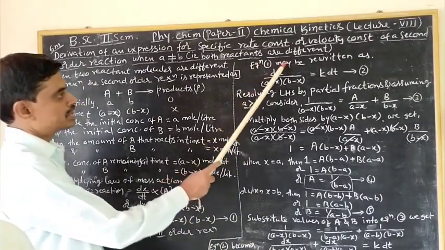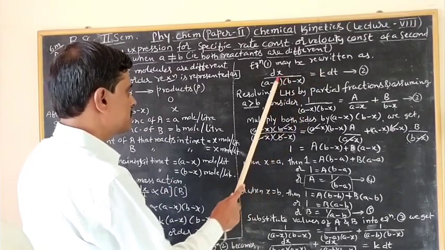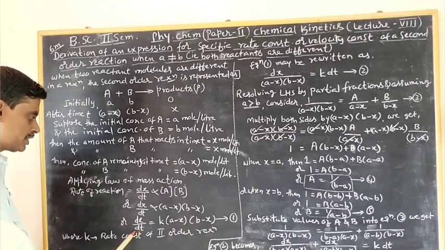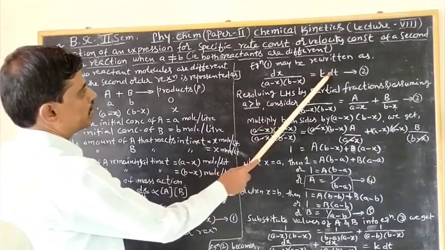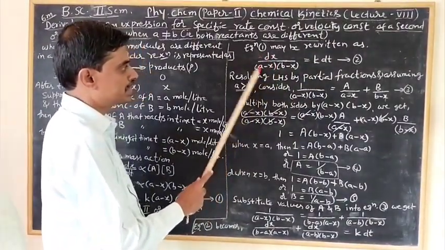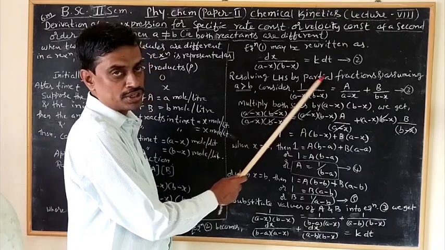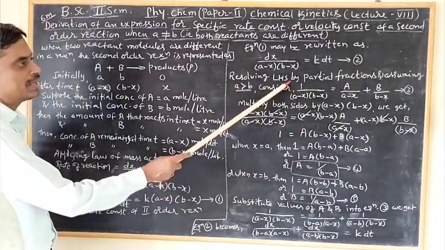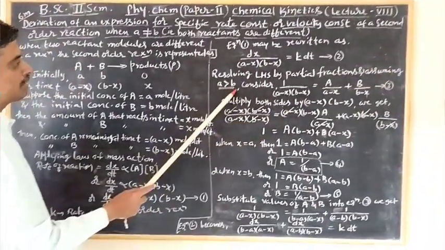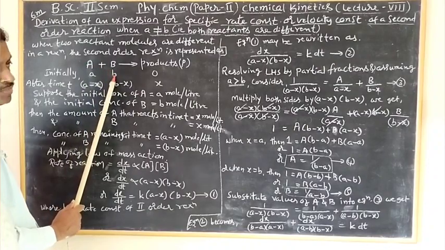reaction. Then equation 1 may be rewritten, arranging, as dx divided by (a minus x) into (b minus x), taking this to the LHS in the denominator, is equal to k into dt. This is equation number 2. Before applying integration here, we have to make use of partial fractions. So resolving the LHS by partial fractions and assuming a is greater than b, that is, the concentration of a is always more than the concentration of b.